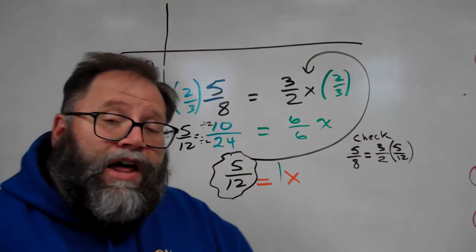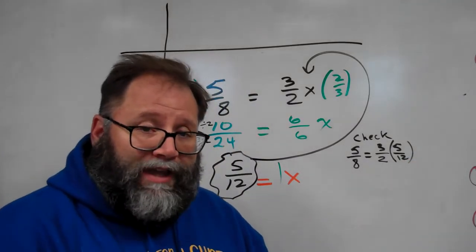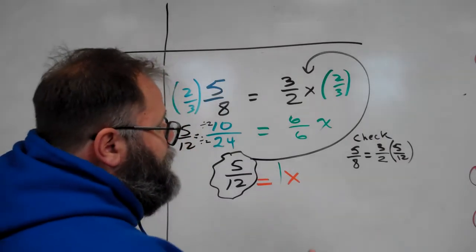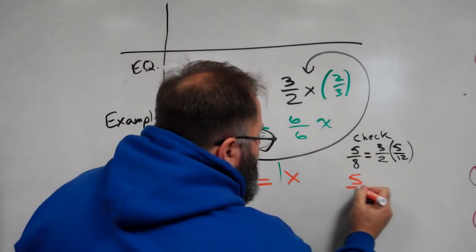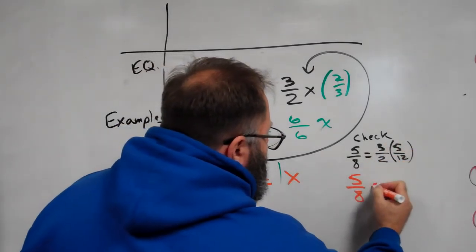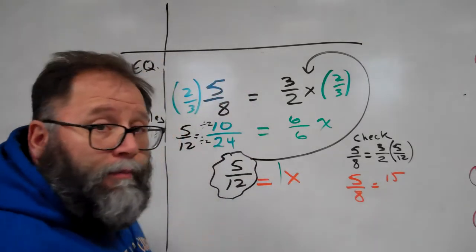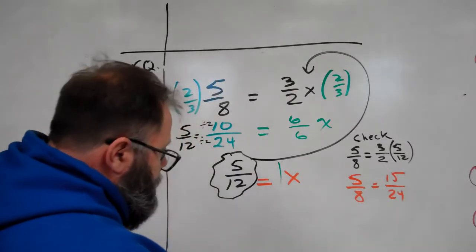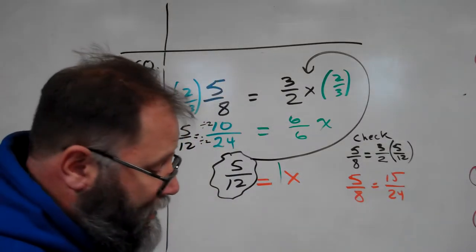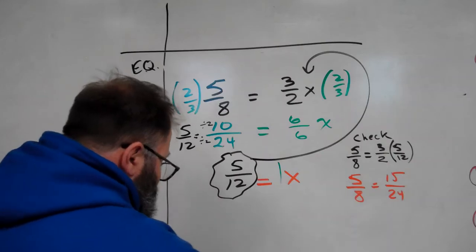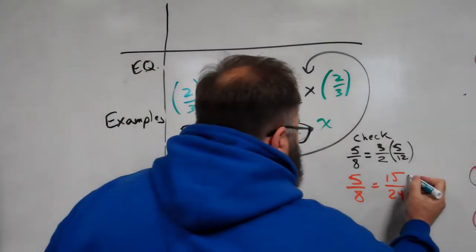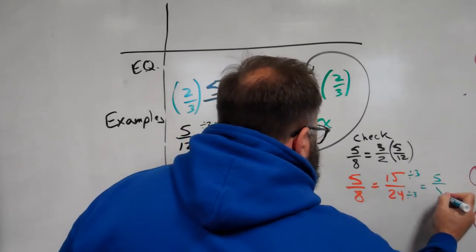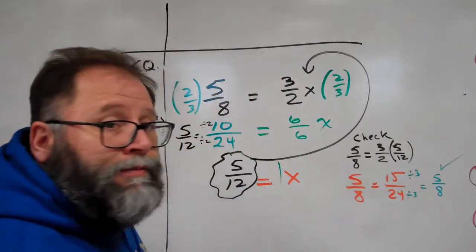There is nothing easier in math than the multiplication of fractions. You seem like a super genius because what you're doing is multiplying numerators. 3 times 5 is 15. Multiplying denominators. 2 times 12 is 24. 15 and 24 share a common factor. That common factor is 3. So if I divide this by 3 and divide this by 3, I get 5/8, and that checks.